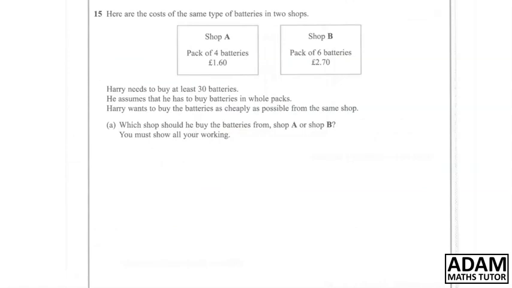Question 15. Here are the costs of the same type of batteries in two shops. Harry needs to buy at least 30 batteries. He assumes that he has to buy the batteries in whole packs. Harry wants to buy the batteries as cheaply as possible from the same shop. Which shop should he buy the batteries from? Shop A or shop B? You must show all of your working.